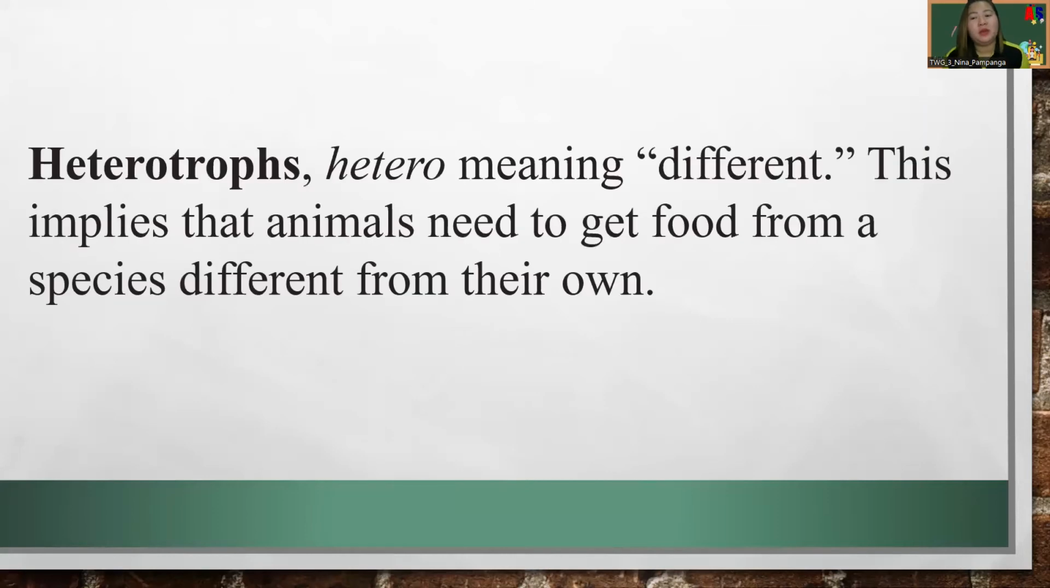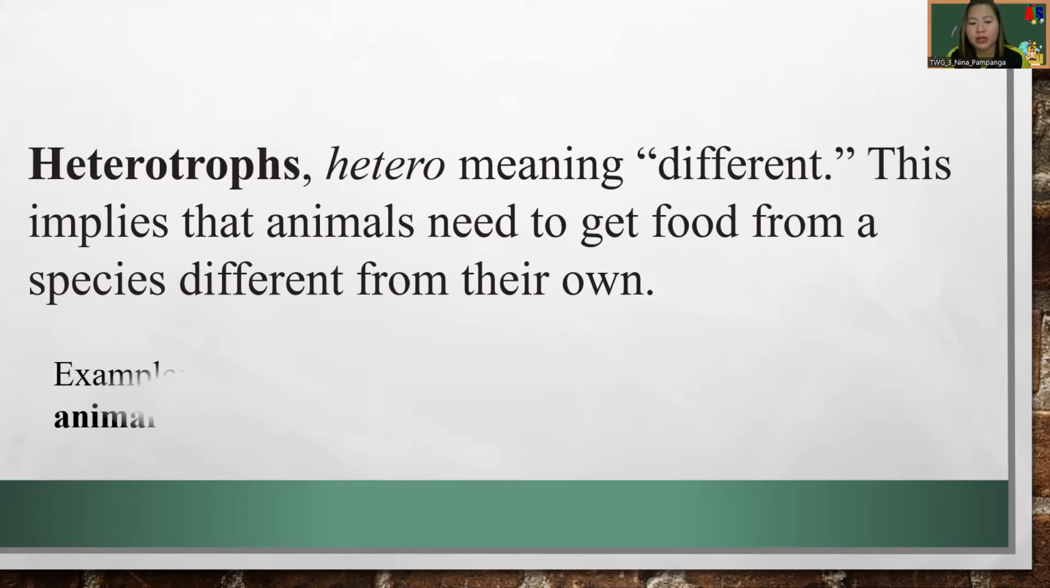Alright? Let's talk about what we call heterotrophs. So, hetero means different. And then, kung kanina, meron tayong autotrophs, which gumagawa siya ng sarili niyang food with the help of the sunlight. This heterotrophs implies that animals need to get food from a different species from their own. Nagkabaliktad lang. So, ibig sabihin, once we say heterotrophs, si isang species, nakadepende siya sa isa pang living things para mag-survive siya.